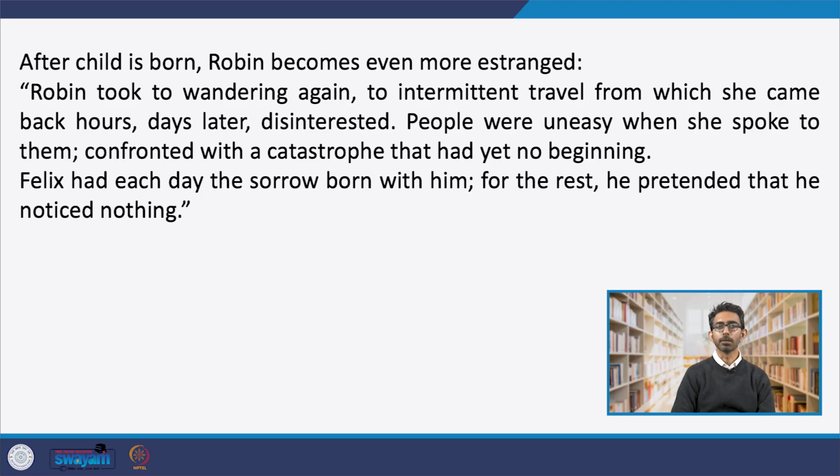Now, after the child is born, Robin becomes even more estranged, starts to wander again, starts to travel even more, starts to disappear for days. Eventually, at some point, she becomes completely estranged, and it is in this state of being estranged that she is found by Nora.